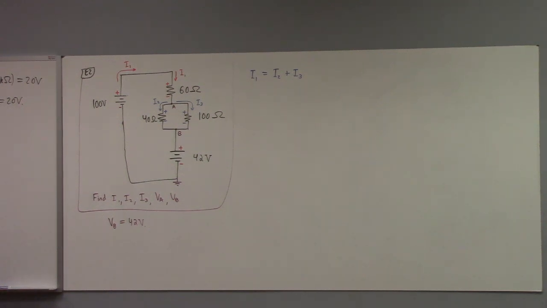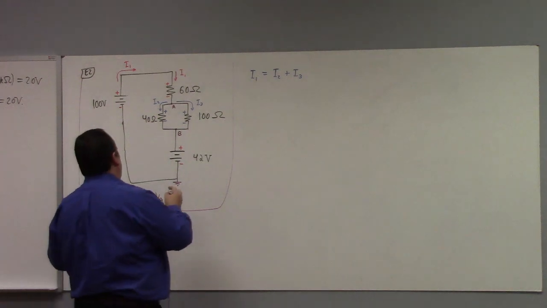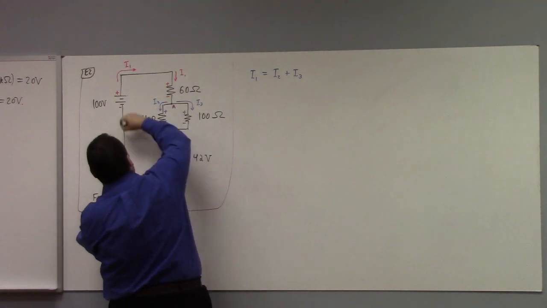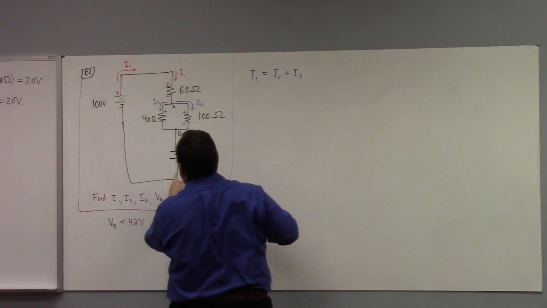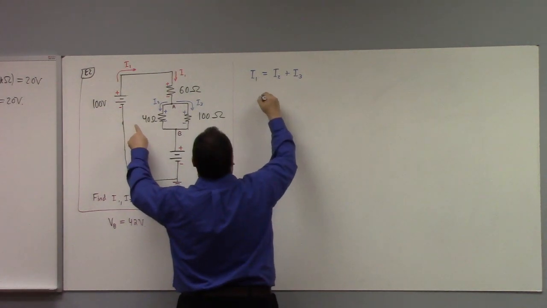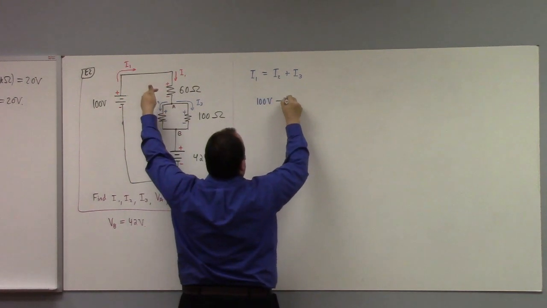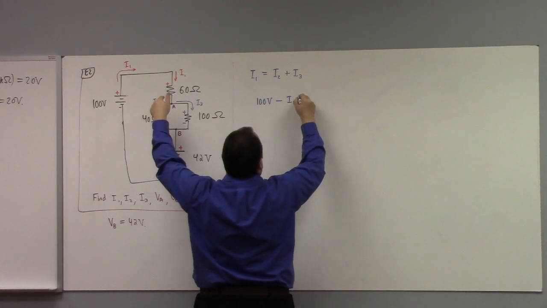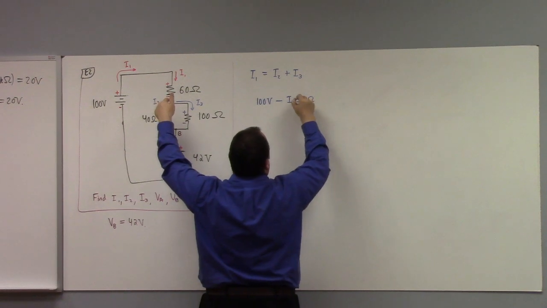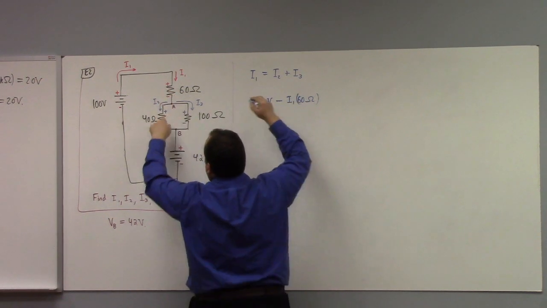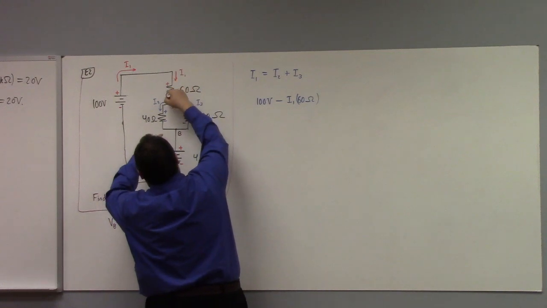Now, yeah, there is a shortcut to doing this problem in terms of lumping the two batteries into one battery. You could do that, right? But I'm not going to do that. I'm going to think through it. And the way to think through it, of course, is to make a loop. The sum of the voltages is 0, right? So I've got 100 volts, all right, minus I1 times 60 ohms, all right? And the loop I'm going to make, it's going to go this way.